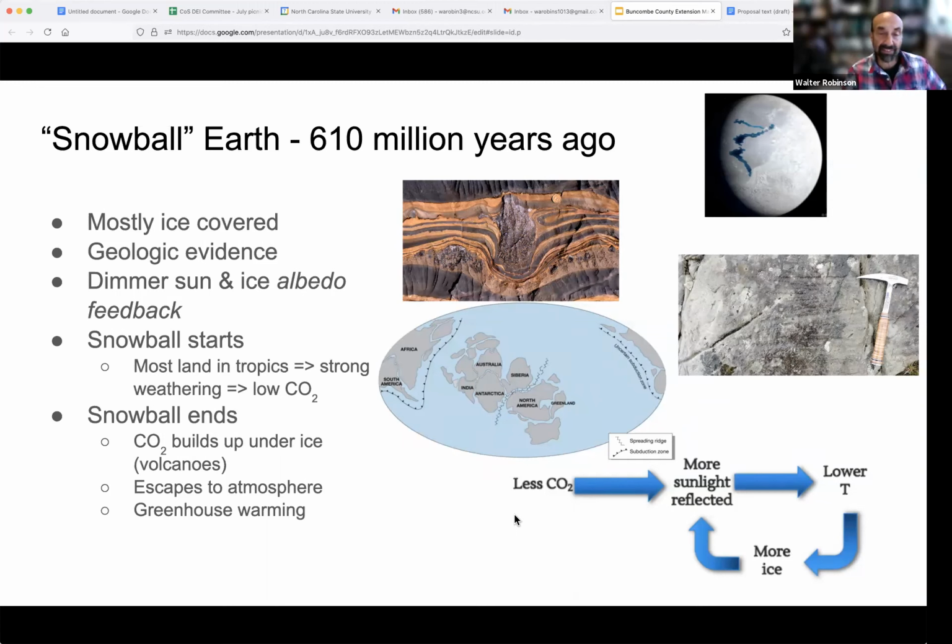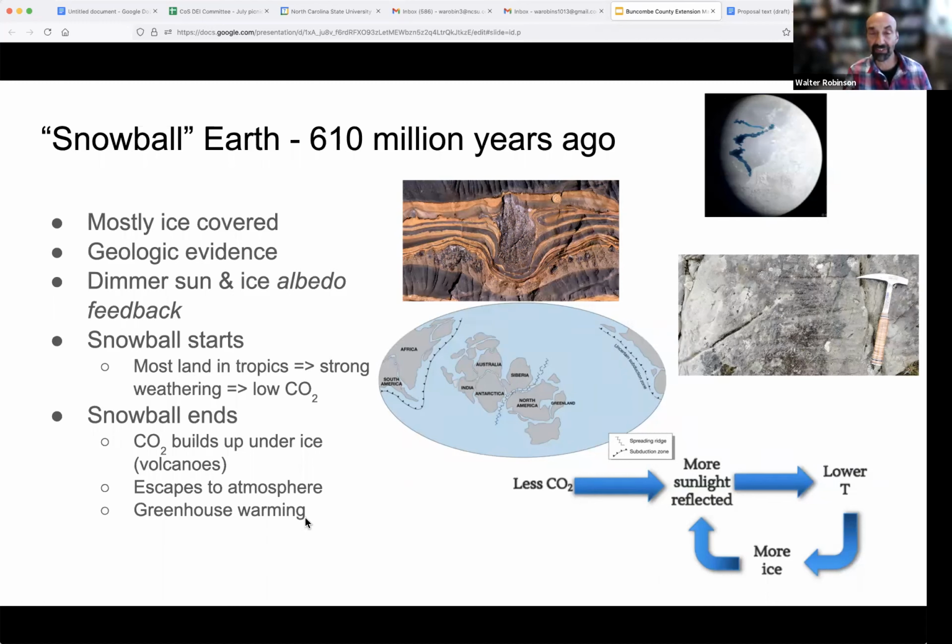It ended because basically the weathering that pulls CO2 out of the atmosphere stopped when it was covered by snow. A colder Earth has much less rainfall, less weathering. The CO2 was building up under the ice and then getting into the atmosphere through cracks. There's always CO2 being put in the atmosphere by volcanic activity. So the balance was switched from removing CO2 from the atmosphere to building it up.